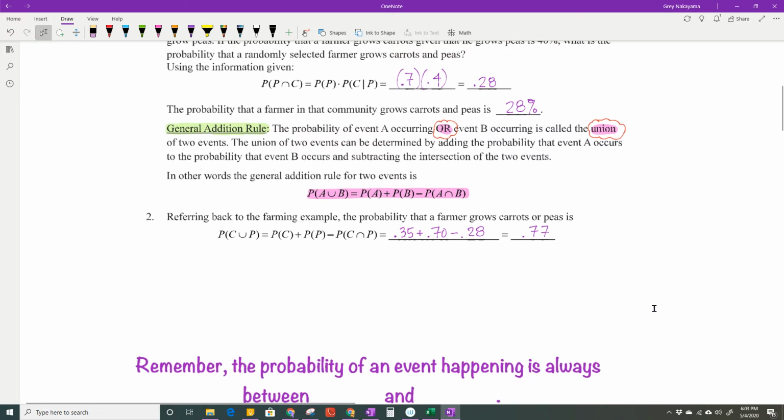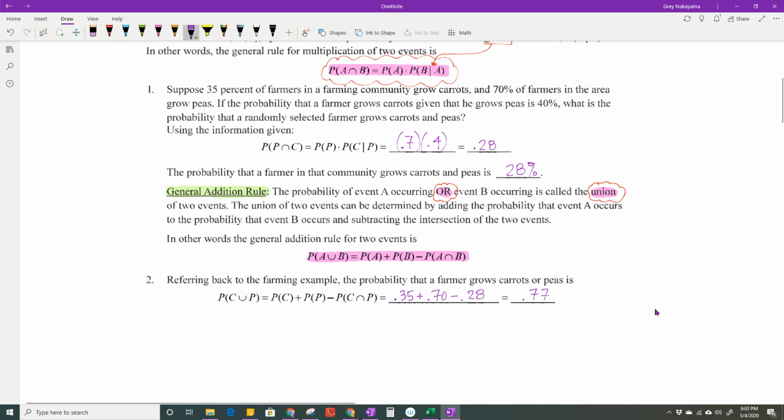One thing that I want to point out, I draw because sometimes this helps people understand. If you remember Venn diagrams, okay, we know that the probability of both of them is 0.28, and we know the whole probability of carrots is 35%, then what's left over here is 0.07.